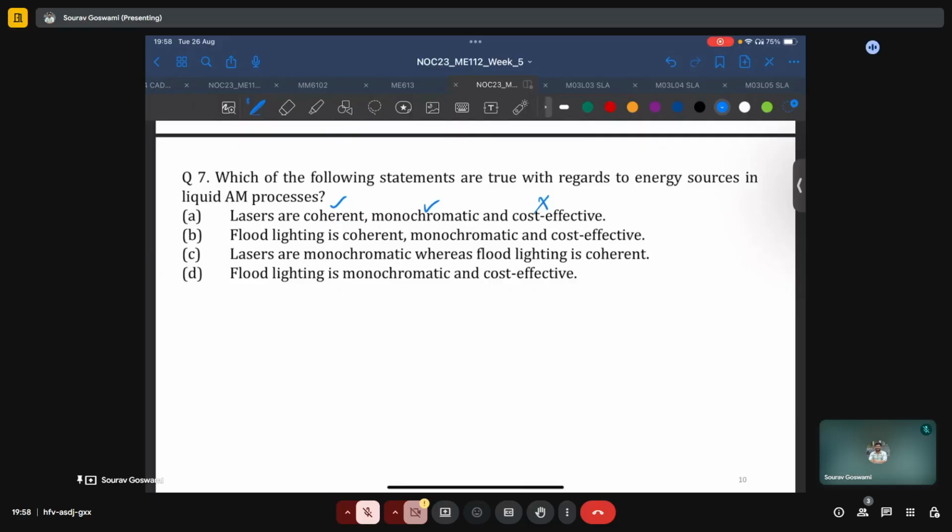Floodlighting is not coherent, but it can be monochromatic and it is cost effective. Lasers are monochromatic, but floodlights are not coherent. Floodlighting is monochromatic and cost effective. Thus, option D is the only correct option here.